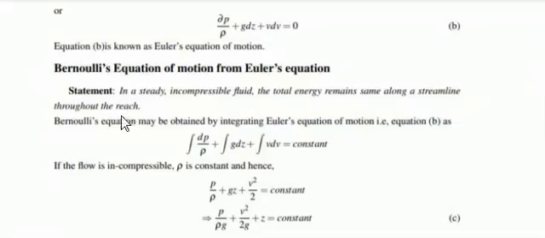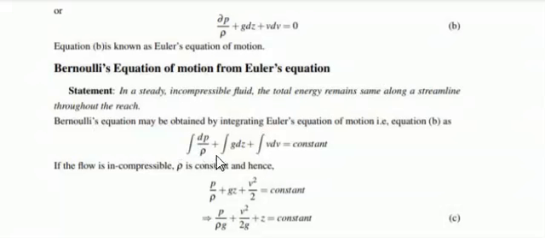Bernoulli's equation may be obtained by integrating the Euler's equation of motion, that is equation number B. As you see here, this is our equation number B. How to get the Bernoulli's equation? By integrating equation number B, we can get the Bernoulli's equation.